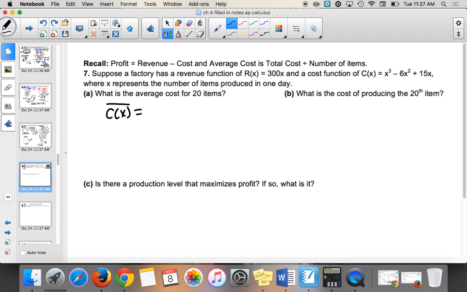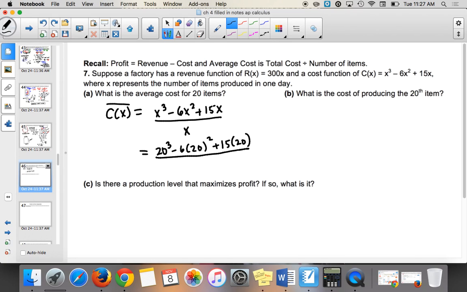So we take our total cost, which was our x cubed minus 6x squared plus 15x, and we divide by the number of items, and our number of items is x. So we're finding the average cost for 20 items, so we're going to plug in 20. So we're going to have 20 cubed minus 6 times 20 squared plus 15 times 20. That would be the total cost for 20 items, and we divide by the number of items. Can you pull up that x? Sure, you could, and then reduce it down. Yep.